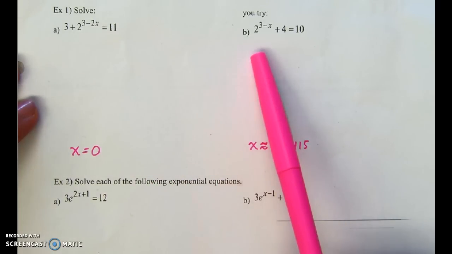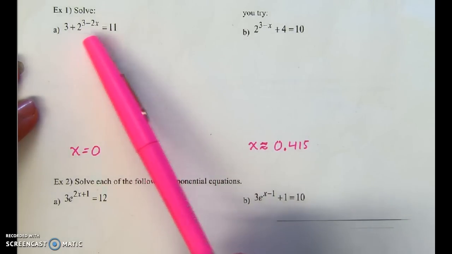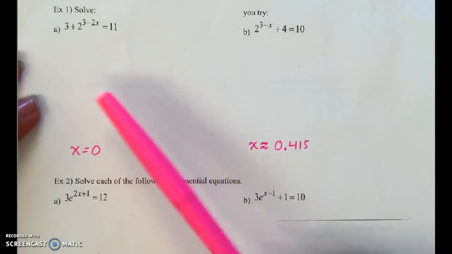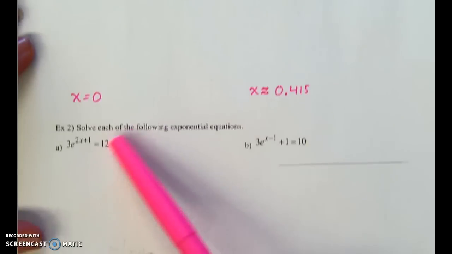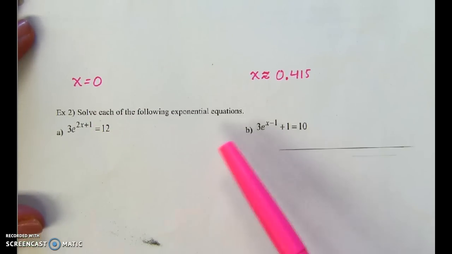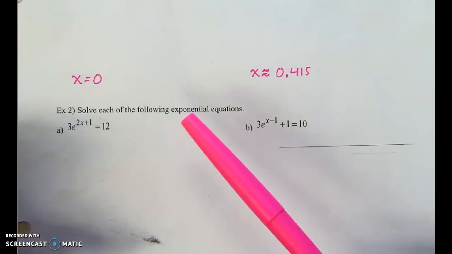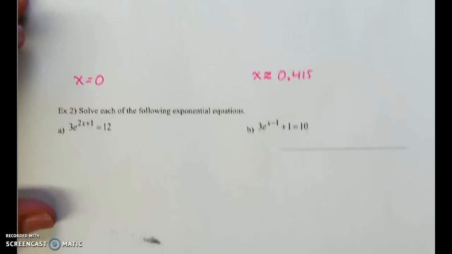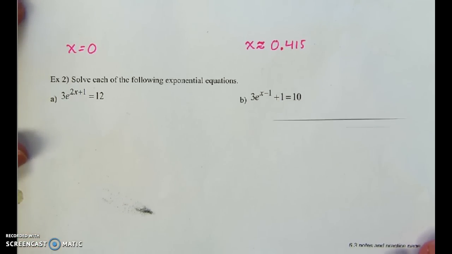It has to do with the base. What base was here? Base 2. So we had to use log base 2 to solve, but what base is here? E. So what will undo the E? What's the inverse of E? E to the ln is 1. So the ln, or the natural log, will undo the E.